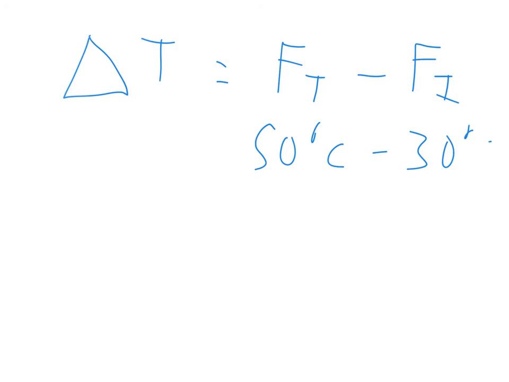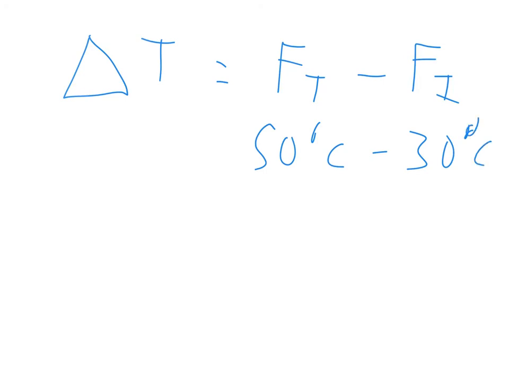We did this in Unit 6 where we did acceleration, final minus initial. So that's how we do it here. To find delta T, you just subtract the final temperature minus the initial temperature. So let's say the final temperature was 50 degrees Celsius. The initial temperature was 30 degrees Celsius.